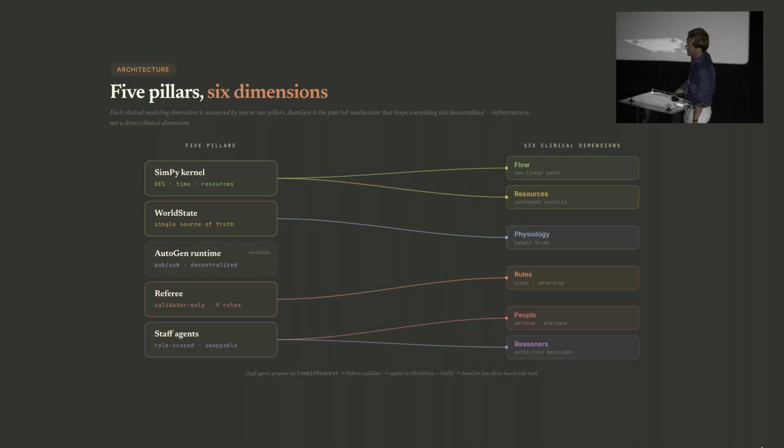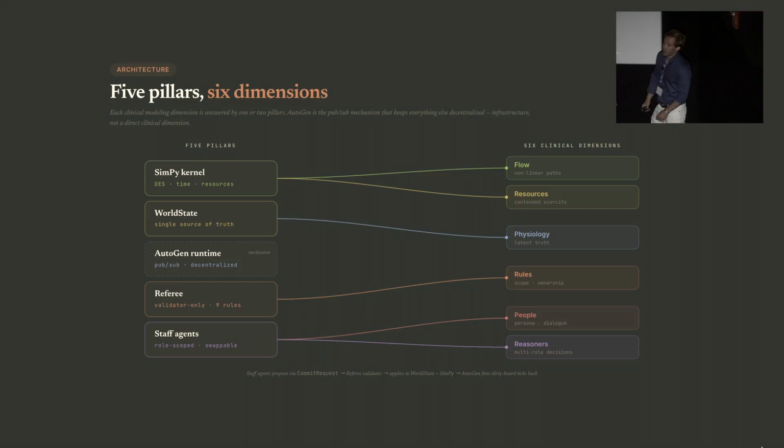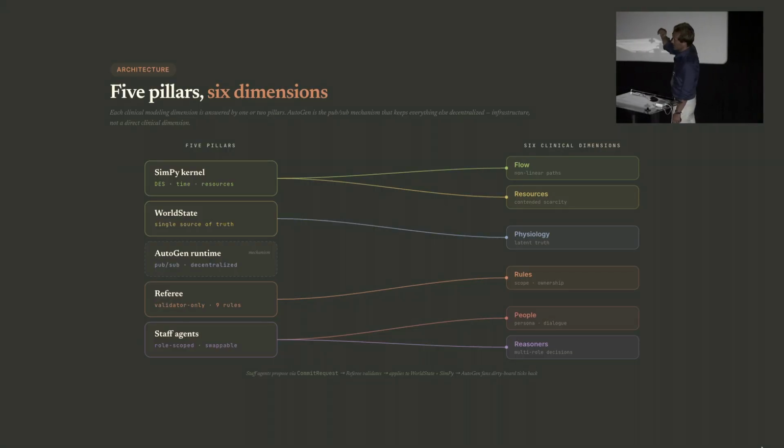So it has an underlying physics engine that creates a world state that has underlying physiology. We have patient personas and scripts that are generated. Those we started with just synthetic data. We are now using EHR data to inform those personas so that we have real representations.